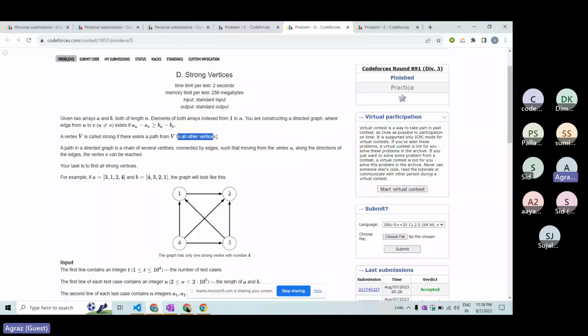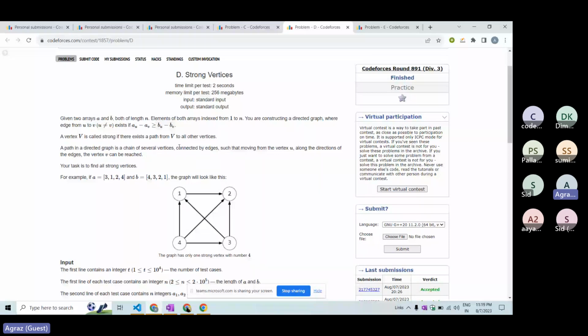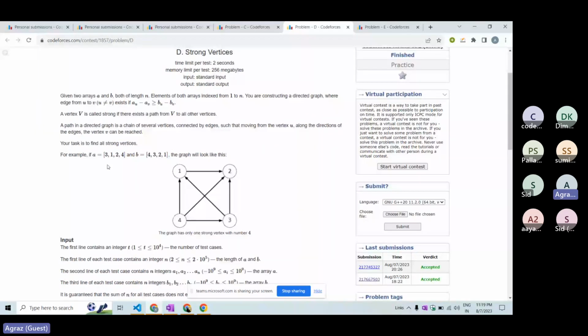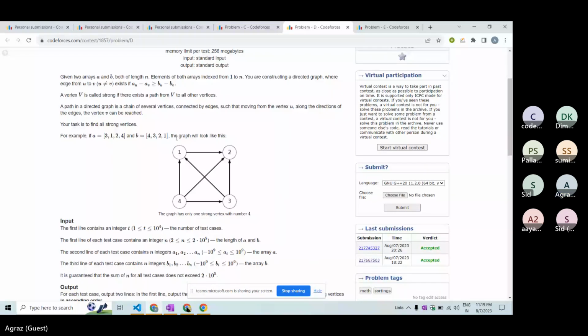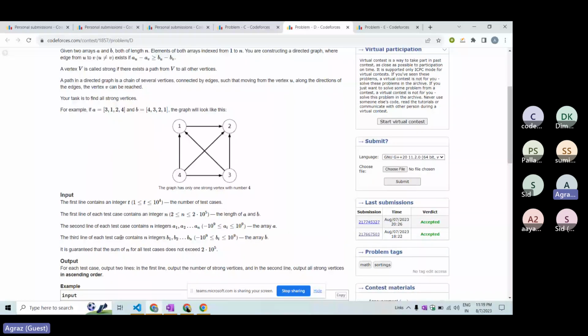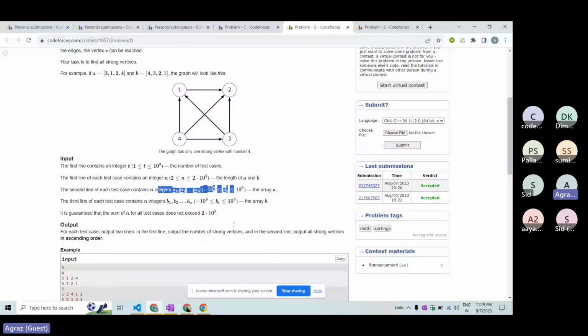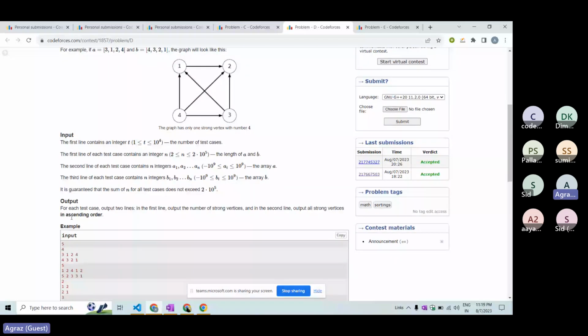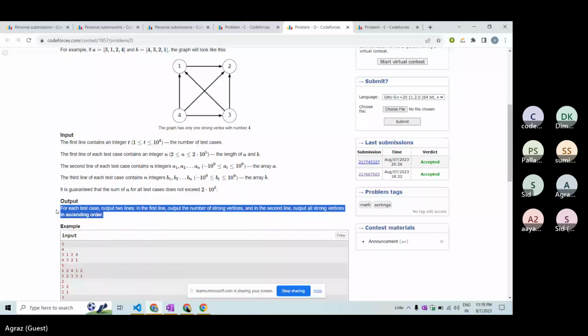A path in a directed graph is a chain of several vertices connected by edges, such that moving from U along the directions of the edges, V can be reached. Your task is to find all strong vertices. For example, you are given that A is equal to 3, 1, 2, 4 and B is equal to 4, 3, 2, 1. So the graph will look like this. Okay, there is the input. First A is given, then B. And lastly, we have to print the vertices that are strong, of course, in ascending order.